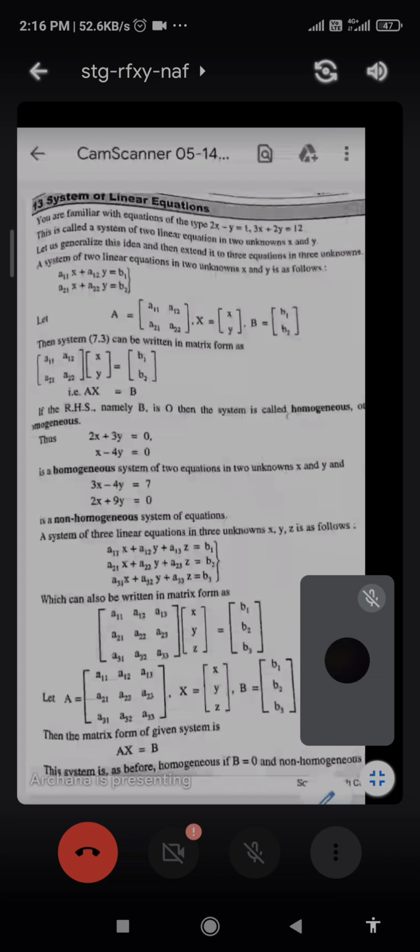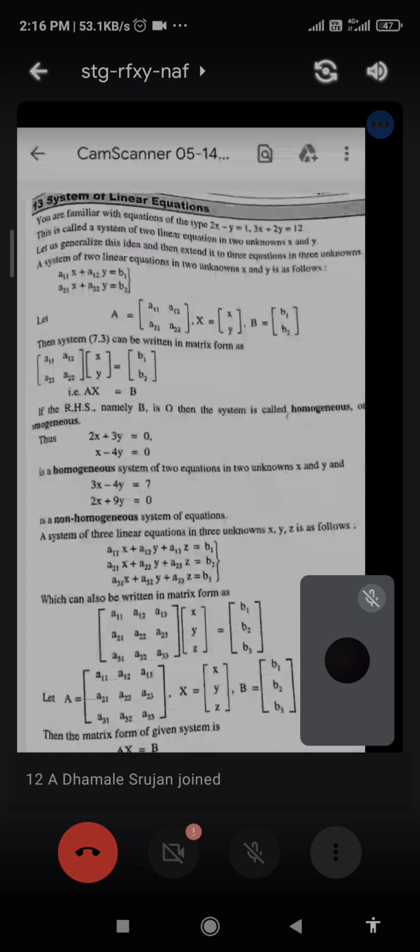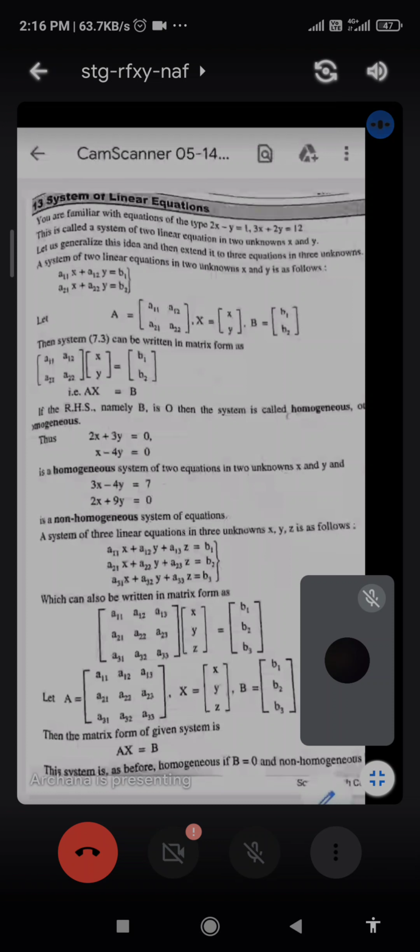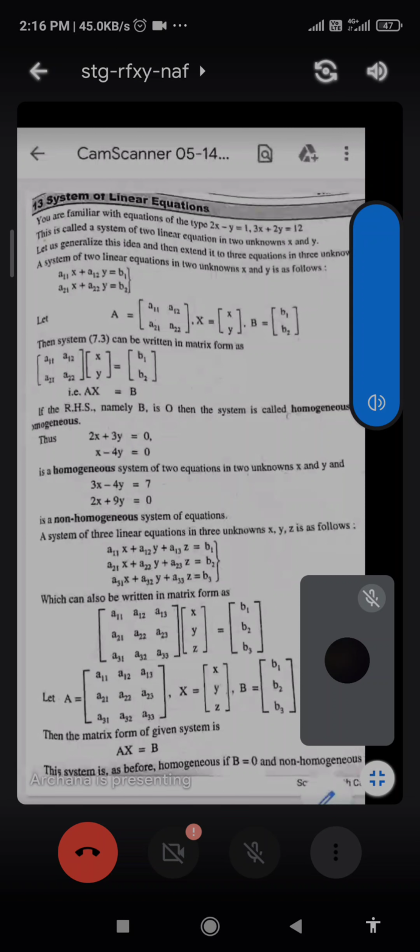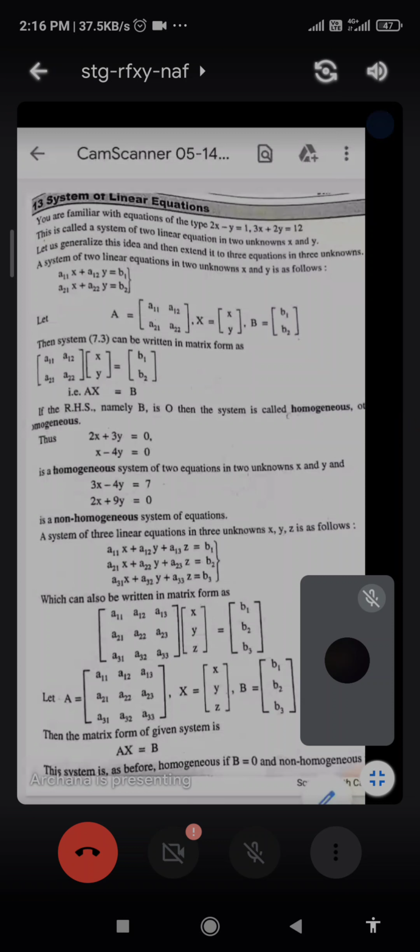So then the system is called a homogeneous linear system. If AX is equal to 0, that means a zero matrix exists on the RHS, so we call it homogeneous. But what about this equation's solution? Here two equations are given: 2x plus 3y is equal to 0 and x minus 4y is equal to 0.